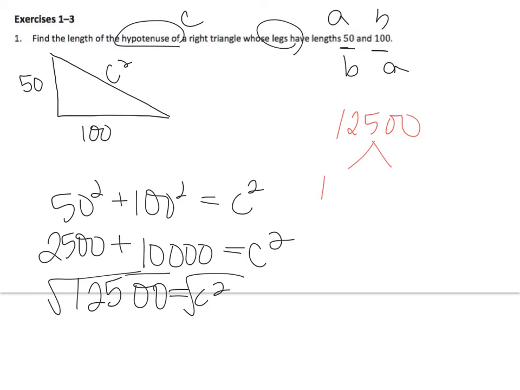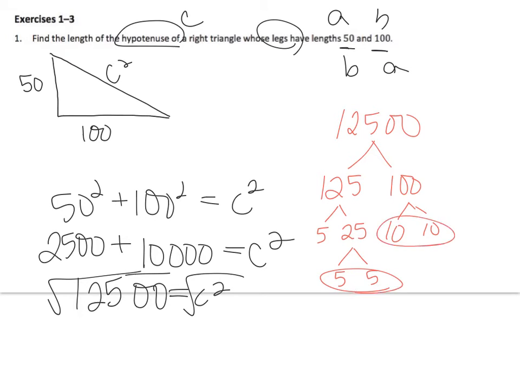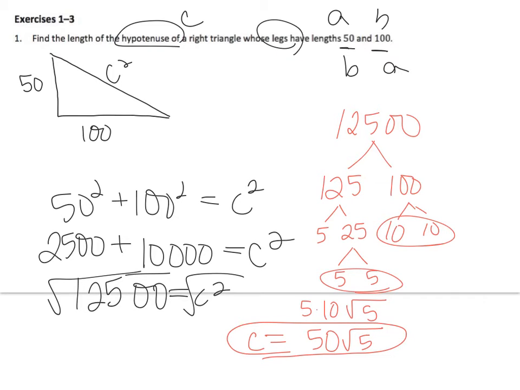I know it splits into 125 and 100. I know that 100 is a perfect square. 125 is 5 times 25, and 25 is a perfect square. So I'm sure I could have done this a little bit easier, but I just went with what I knew. So what comes out of the radical is going to be a 5 and a 10, and there is a 5 left over. So 50 square roots of 5 is what C equals.